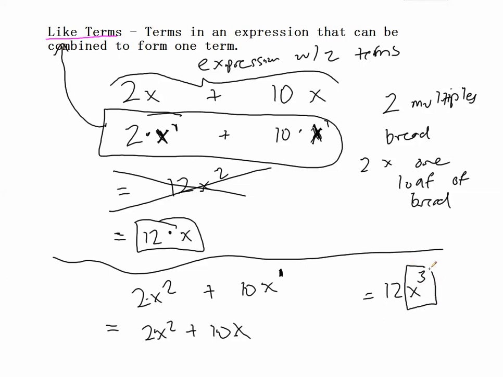But I started with 2 x squareds and 10 x's, and now I've ended up with this new product. If this is 2 loaves of bread and this is 10 apples, then I can't really call them 12 apple breads or 12 bread apples. That doesn't make sense. These things are the unique components, and the number is telling me how many of those unique components I have.